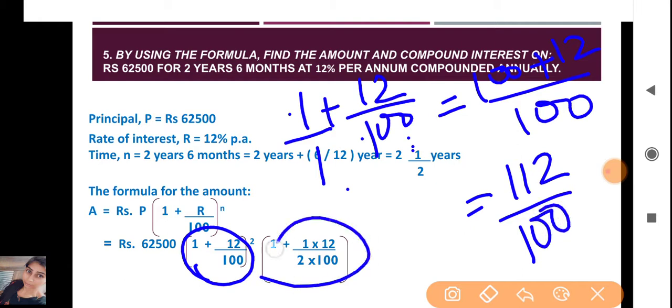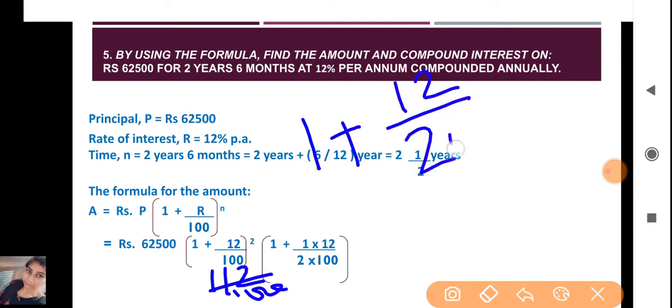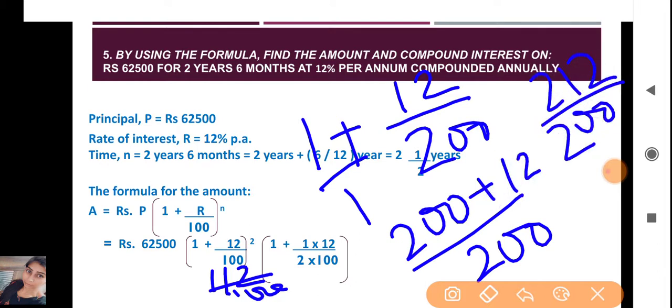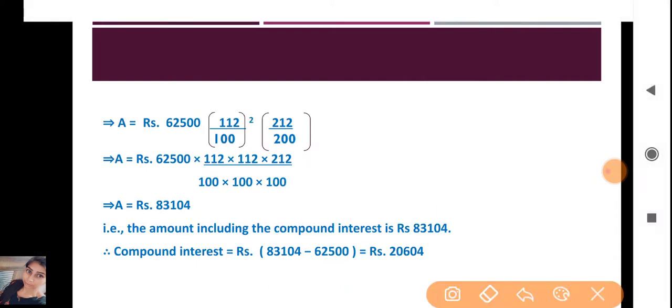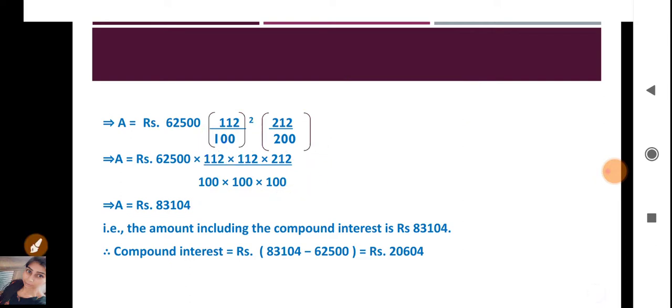In the same way you need to find out this. This will be 1 plus 12 by 200. So this will become 1 into 200 is 200, 200 into 1 is 200, plus 12, that is 212 by 200. Now the next step is we need to write this 62500 multiplied with this 112 by 100, which has power 2. That means the number should be written twice, as you can see here I've written twice, and this 212 by 200, and we need to do the calculation.